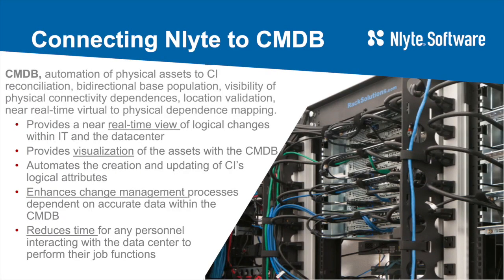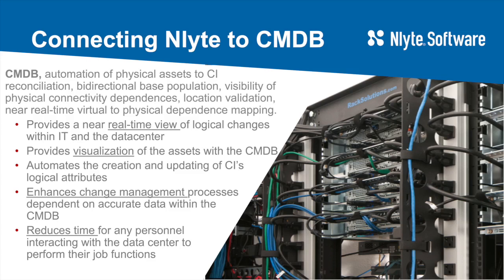Another very common place where Enlight is synchronized into other systems is a configuration management database, or CMDB. In this case, the Enlight solution is really providing a real-time view of the logical changes within IT and the data center and synchronizing them up into the CMDB. So this gives full visualization of the assets that are changing. Often when CMDBs are implemented, they start becoming inaccurate immediately because changes are occurring that are not being synchronized. With a pre-built connector between Enlight DCIM and the CMDB, you're automatically making changes, and vice versa.